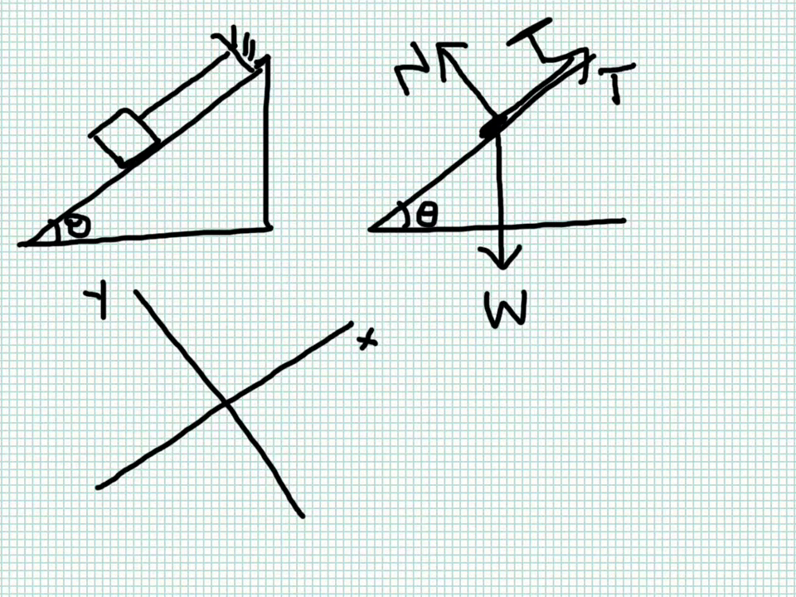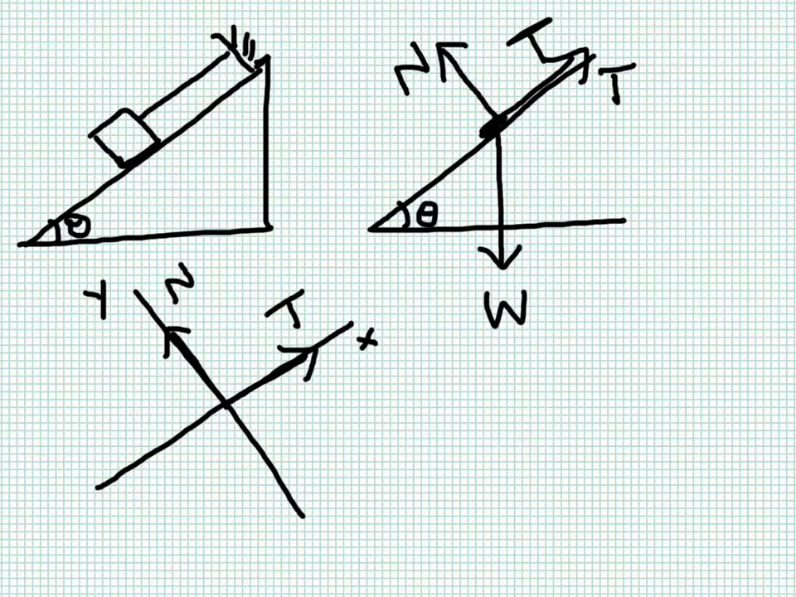The reason we do this is that the tension is already along the x-axis, so I don't need to break it up into components, and the normal force is already along the y-axis, so I don't need to break that up either. So I just have to break up this W into a component down the incline and a component perpendicular, right? And when you take components, what do you do? You drop a perpendicular from the tip of the vector onto the axis.